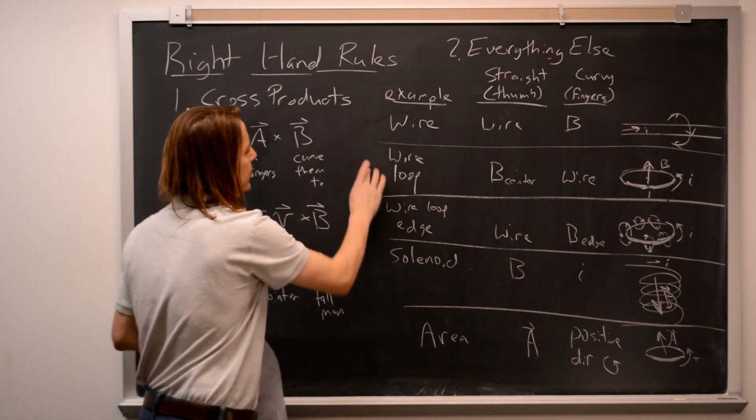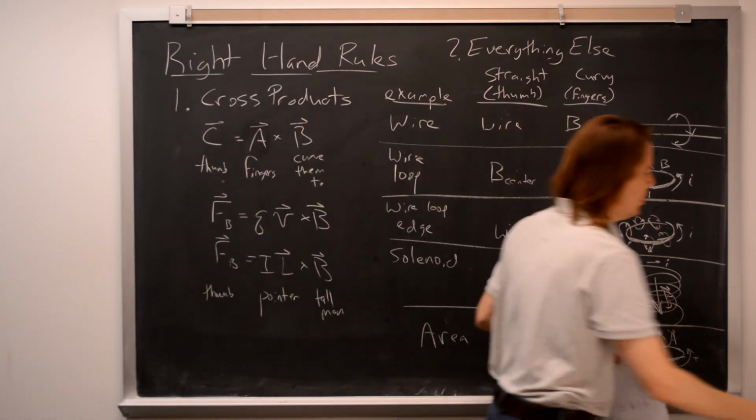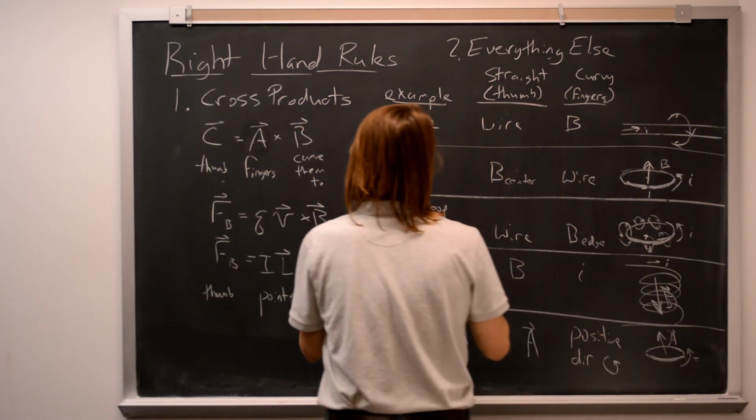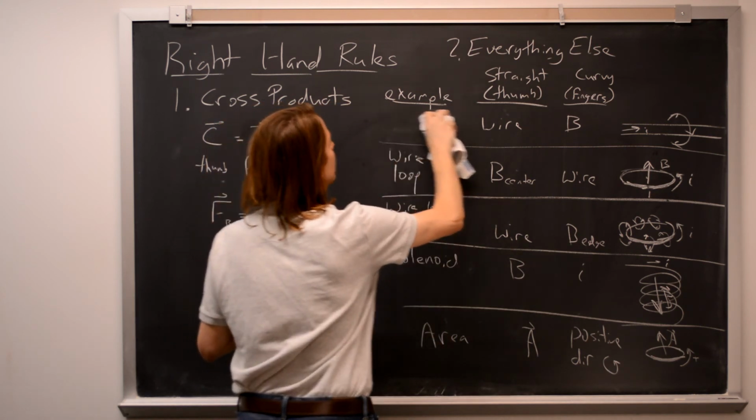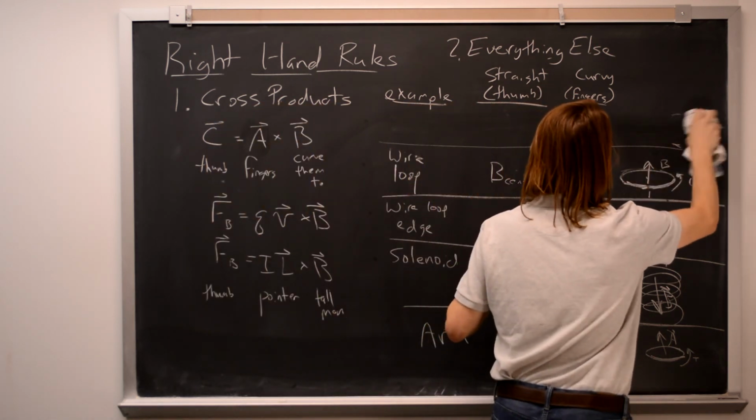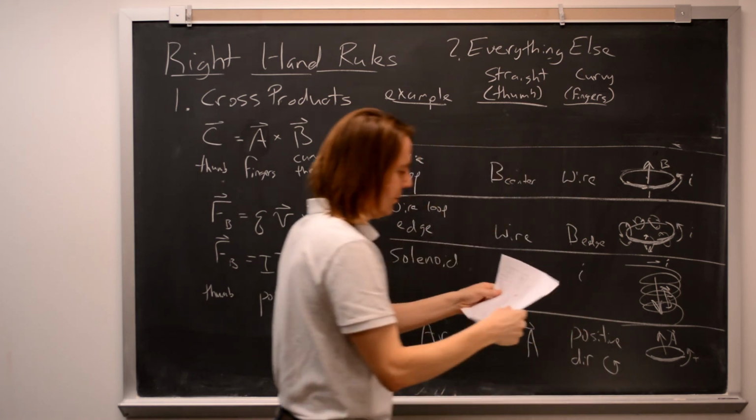Let's see, that's 1, 2, 3, 4, 5. We've got 2 more. I think I'll erase the top 2. We'll keep going. What else do we got here?